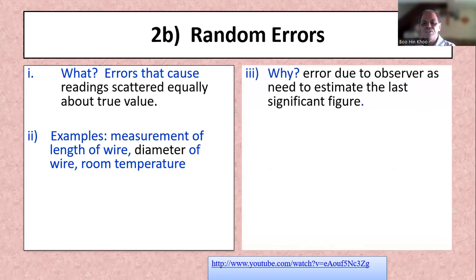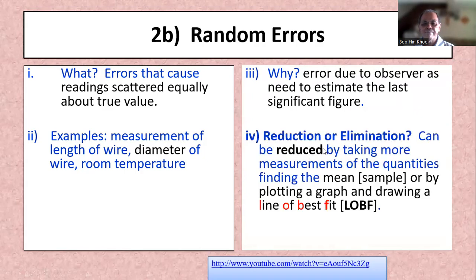Why? Error due to observer, as they need to estimate the last significant figure. Either it's scatter or we have to estimate the last significant figure. That's why we have random error. Some may estimate a bit too low, some may estimate a bit too high. It's all right. That's why we call it uncertainty.